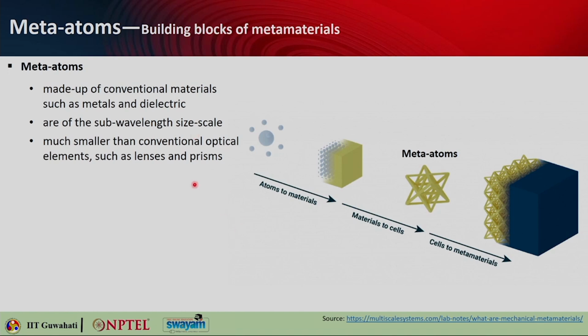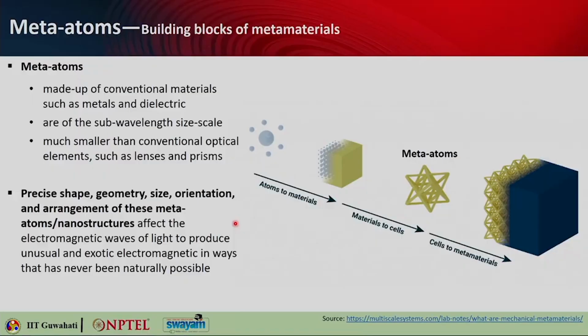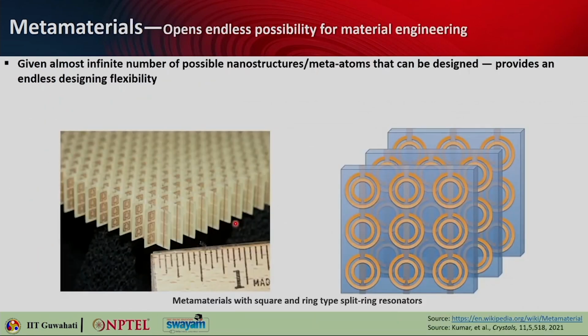and they are much smaller than the conventional optical elements such as lenses, prisms and all. Okay. So, the precise shape, geometry, size, orientation and arrangement of these meta-atoms or nanostructures can affect the electromagnetic waves of light, and they can produce some unusual and exotic electromagnetic responses which were never seen before. So, this is one example of metamaterials.